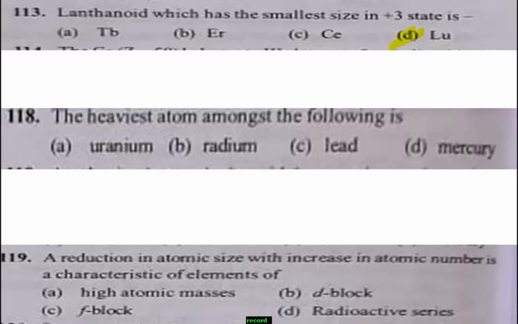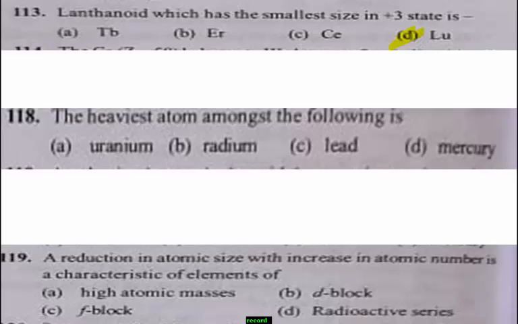Next, question number 118. The heaviest atom among the following is option A uranium, option B radium, option C lead, option D mercury. It's a very important question. When we observe the given options or elements, first we know the atom. An atom is a constituent unit of matter in which matter can be divided without the release of any charged particles.